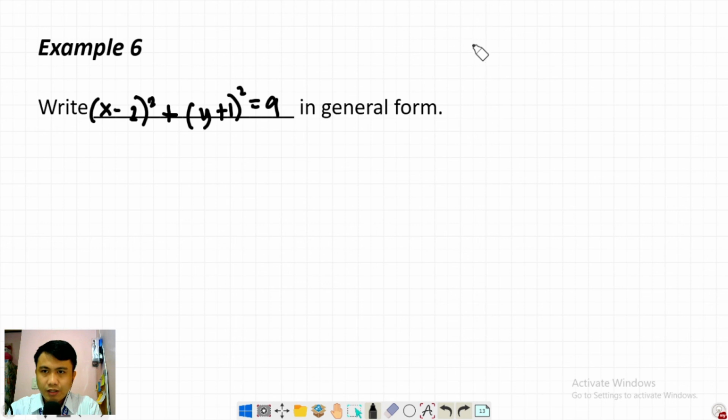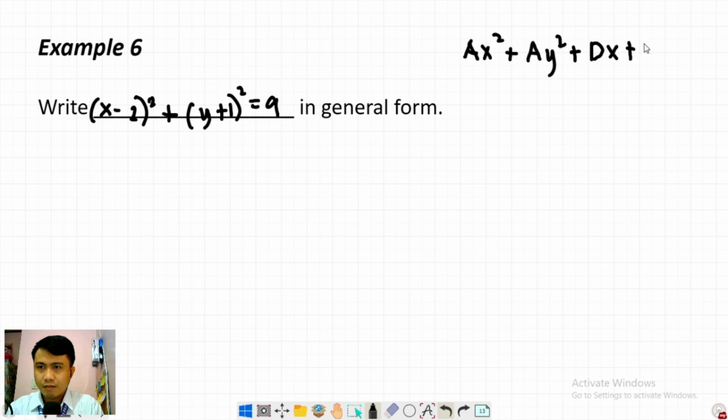Okay, so the general form of the equation of a circle is given by ax squared plus ay squared plus dx plus ey plus f is equal to 0. Okay? Wherein a must not be equal to 0. Di ba? Dun sa definition ng general form of the equation of a circle. Yan. Paano natin gagawin itong equation na ito into this form?